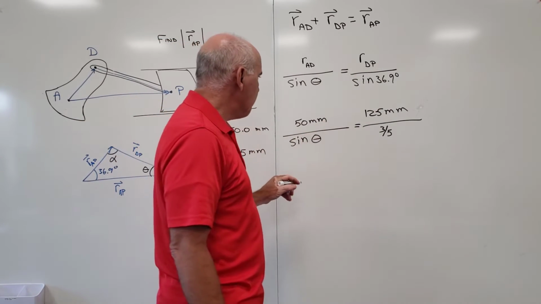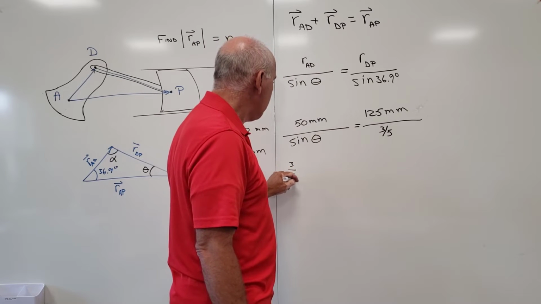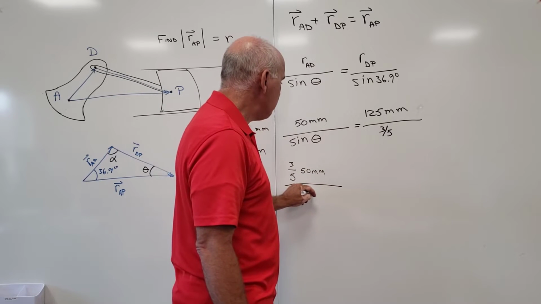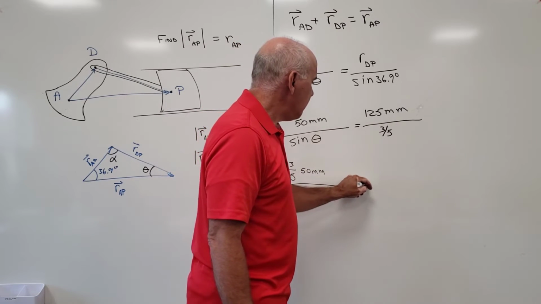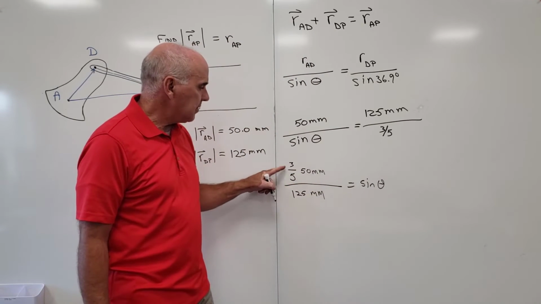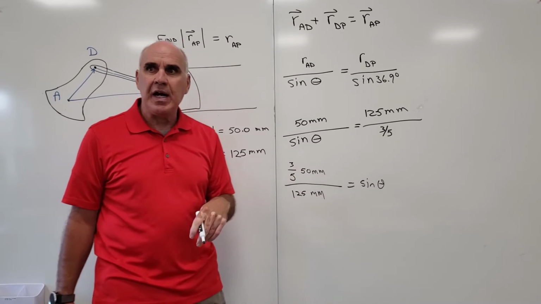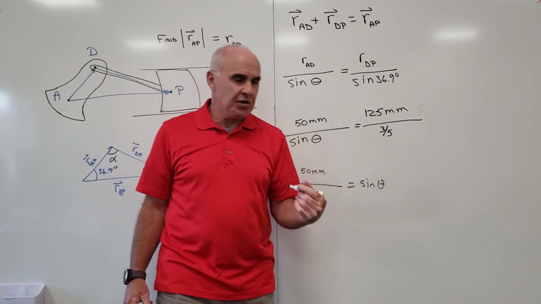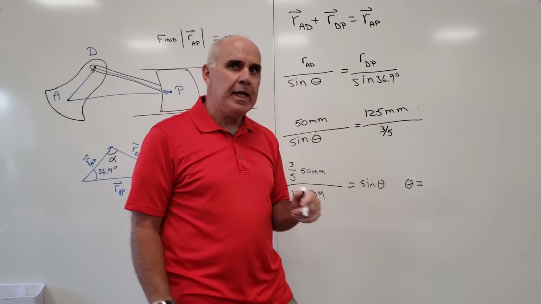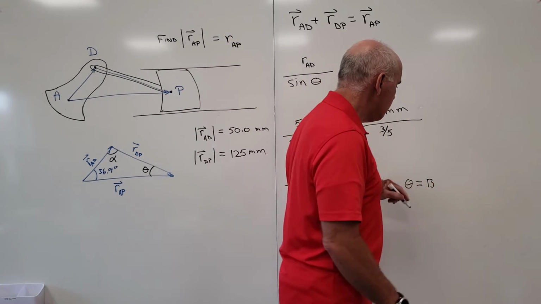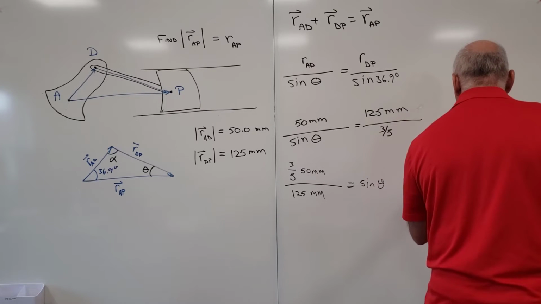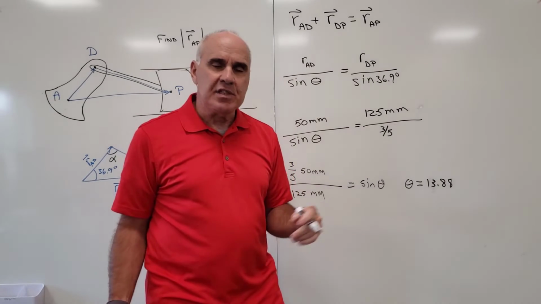All right, so I bring that over, and I'm going to get 3/5 times 50 millimeters all over 125 millimeters equals the sine of theta. Okay, and then the millimeters go away, so that's just going to be 30 over 125 is the sine of that angle. And so if I solve for that theta, I get 13.88654.